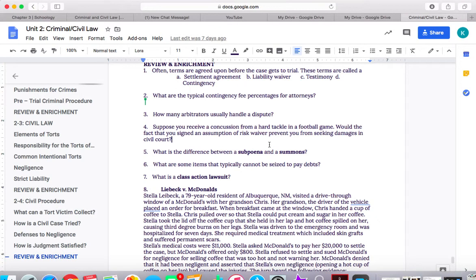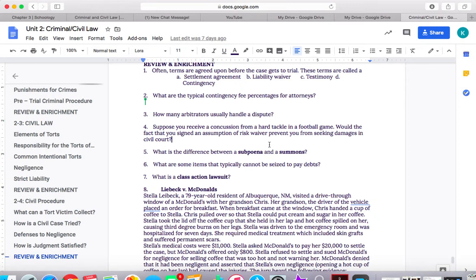Number four, suppose you receive a concussion from a hard tackle in a football game. Would the fact that you signed an assumption of risk waiver prevent you from seeking damages in civil court? Yeah, absolutely. That's the purpose of the assumption of risk waiver. And the thing that I'm getting at here is that's something that is going to happen during a game. That's something that you would expect.